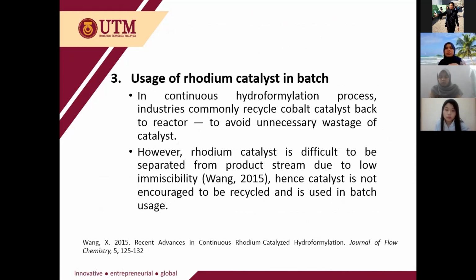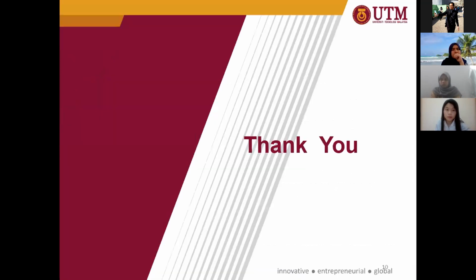In a continuous hydroformylation process, industries commonly recycle cobalt catalyst back to the reactor in order to avoid unnecessary wastage of catalyst. However, we use rhodium catalyst, which is difficult to separate from the product stream due to low immiscibility. Hence, the catalyst is not encouraged to be recycled. So we use rhodium catalyst in flash usage. With that, I end our presentation, thank you.